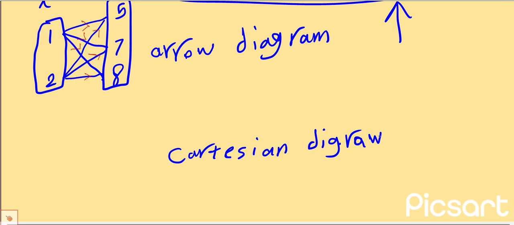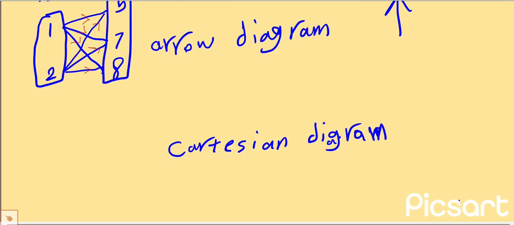Cartesian diagram. Here the elements of X, which is 1 and 2.